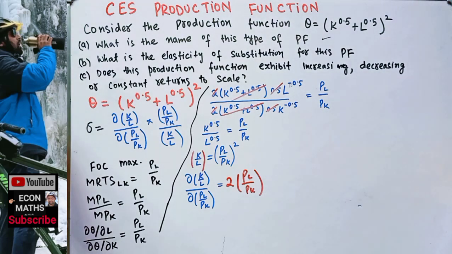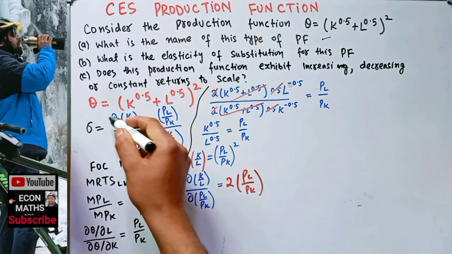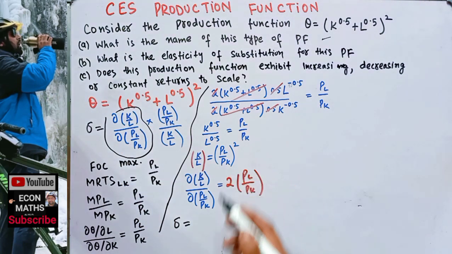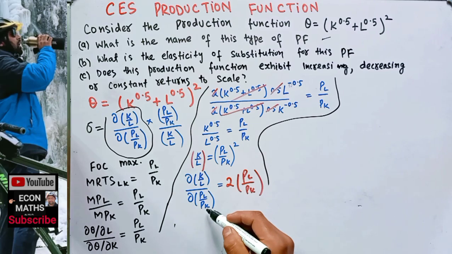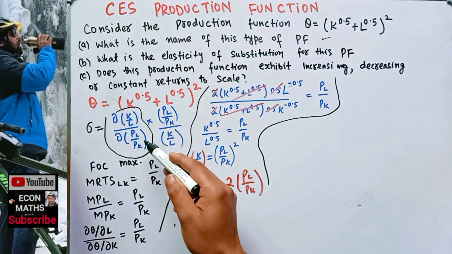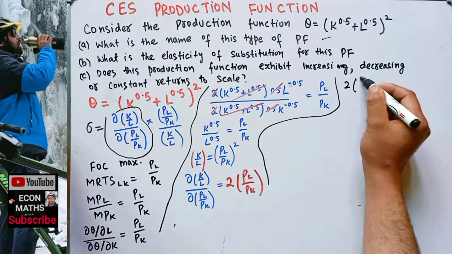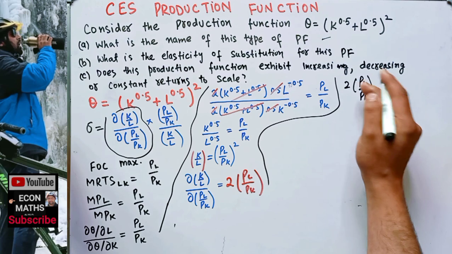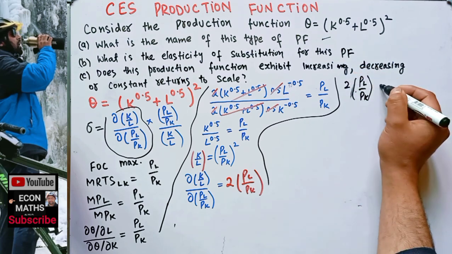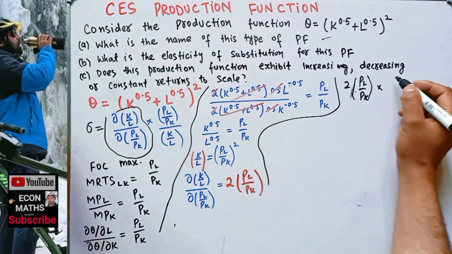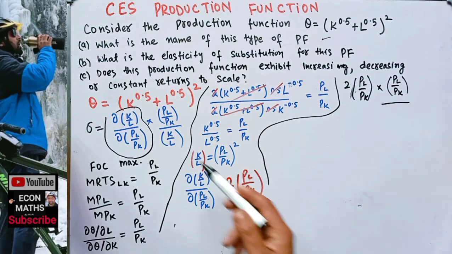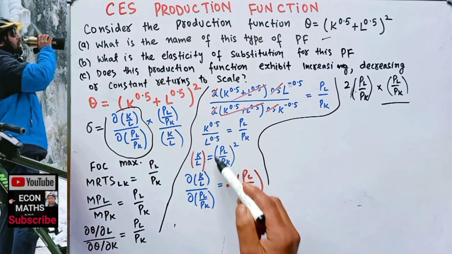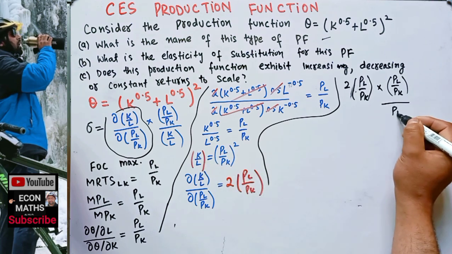Now what will be the elasticity of substitution? The elasticity of substitution depends upon this derivative, dK upon dL, and we calculated it to be twice the price of labor upon price of capital, into PL upon PK, divided by K upon L. Let's write it here to save space.